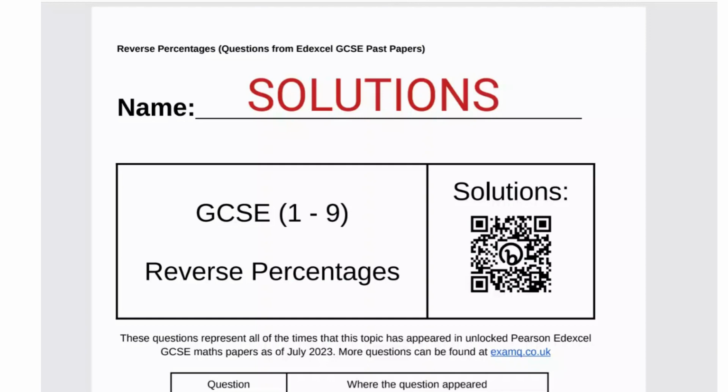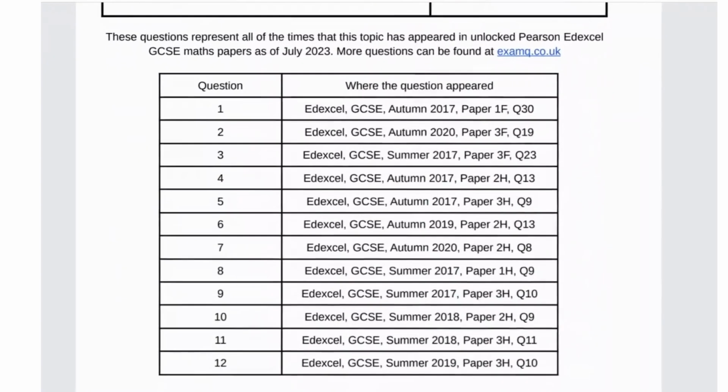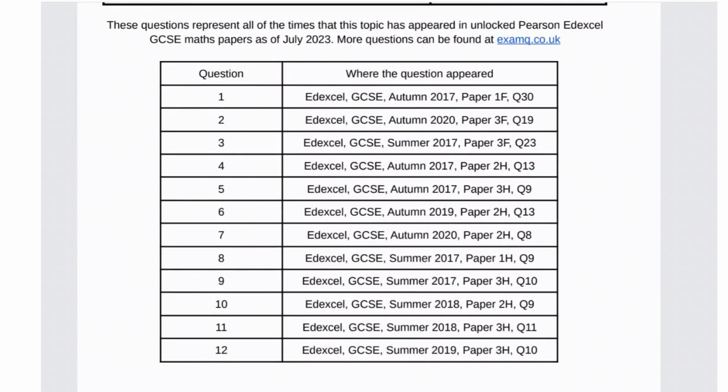I'm just going to take you through the solutions to this sheet I made. This sheet is a compilation of all the reverse percentage questions that have come up on the GCSE so far on the papers that have been released. Just a thing to look at here on all of these sheets, and you can find the link to this sheet in the description if you'd like to have a look at it. Just to point out, it references where every question's from.